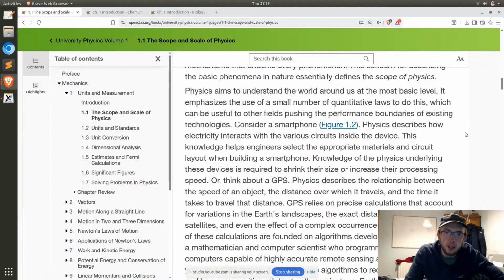Physics aims to understand the world around us at the most basic level. It emphasizes the use of a small number of quantitative laws to do this. Yeah, that's kind of something that physicists are attracted to, the idea of just compressing it all down onto one piece of paper using small symbols which stand for quantitative objects, whether it's just a simple number or like a package of numbers, like a vector and so on.